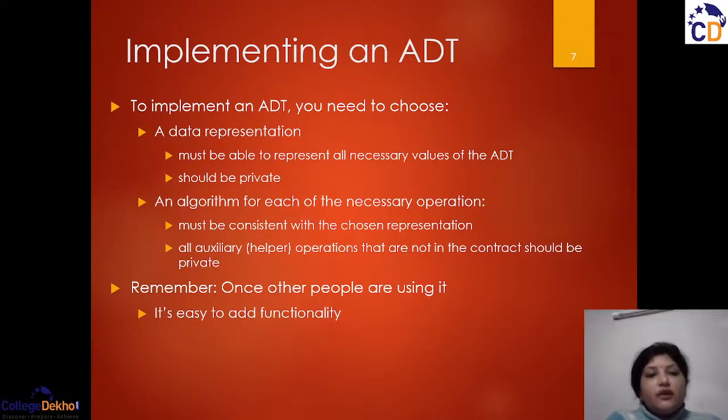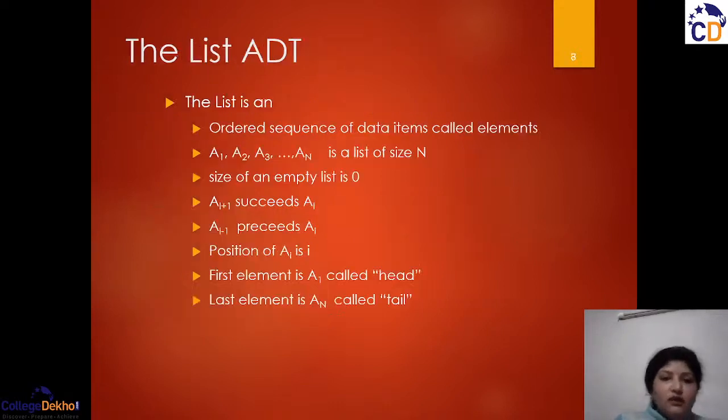So what we are going to do is, we are performing the operations on an algorithm. Remember, once other people are using it, it's necessary to add this functionality. So what are these? Basically, first of all we have a data representation, then we have an algorithm to be executed on that, the logic should be implemented, and then we check out the data structure. So let us see this.